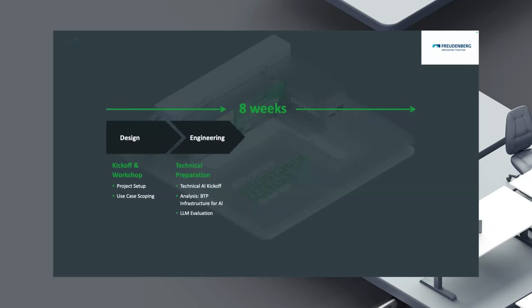Then the engineering phase, which means the technical preparation, analyzing the BTP infrastructure, which services are needed, which services are set up, how this fits in the account structure on the BTP, and then, of course, maybe one of the most important parts, evaluating which LLM is the best fitting one for the use cases. And then the production phase, which is the realization, the whole implementation and the deployment on the BTP. So the setup basically of the GenAI Lab on the BTP.